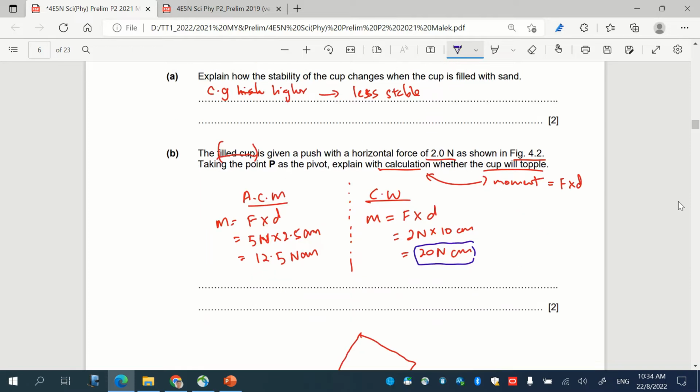So in your answer, you will write that since the clockwise moment is greater than the anti-clockwise moment, that means the cup will topple. Okay, the cup will topple. So that's what we mean by calculation. Stability always has got to do with moment.